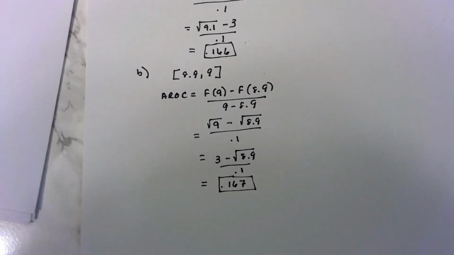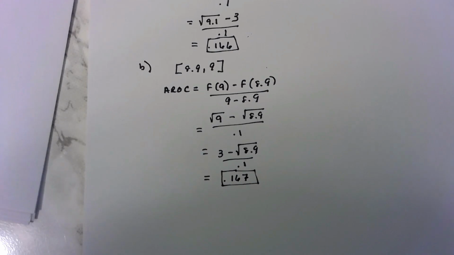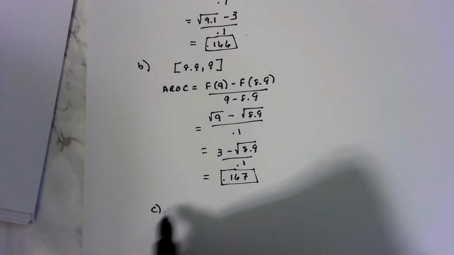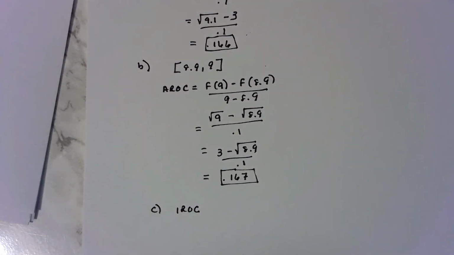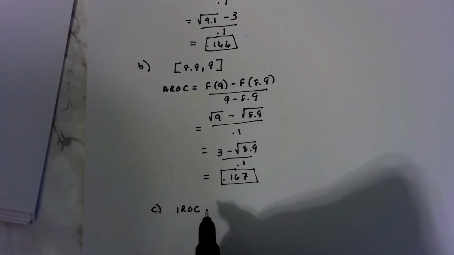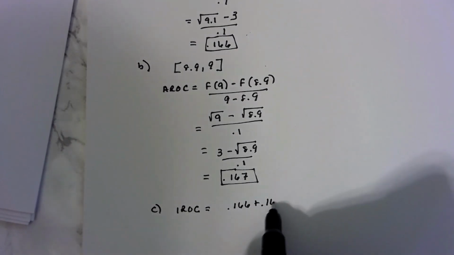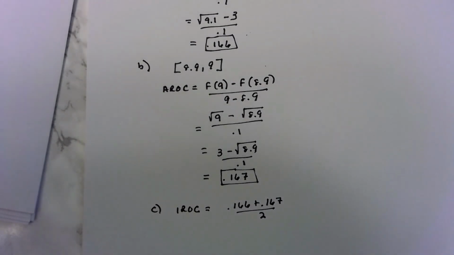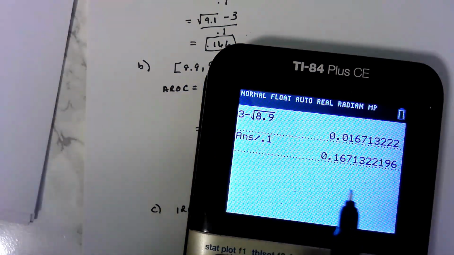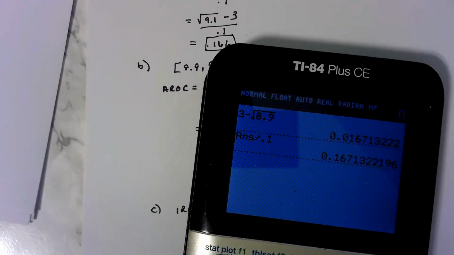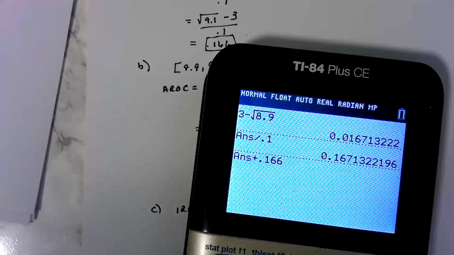So in part C, it says use your answers in part A and B to approximate the instantaneous rate of change. Well, we know that the instantaneous rate of change is just going to be the average of the average rates of change. So in other words, it's 0.166 plus 0.167 divided by 2. And if I'm going to leave this one out here like that so I can get a more accurate, plus 0.166.